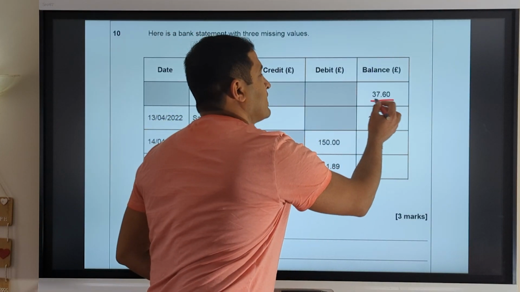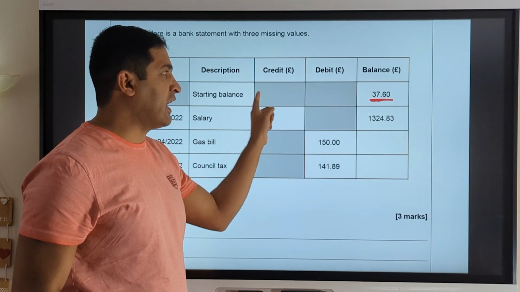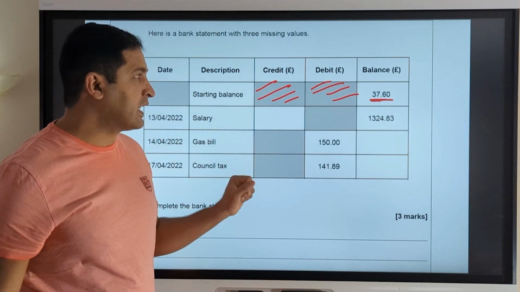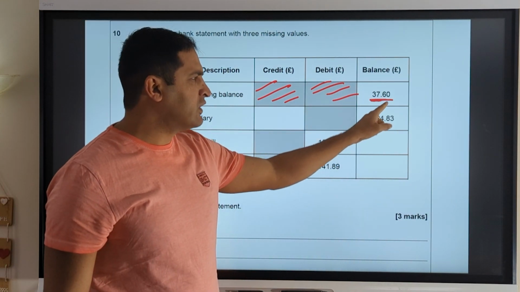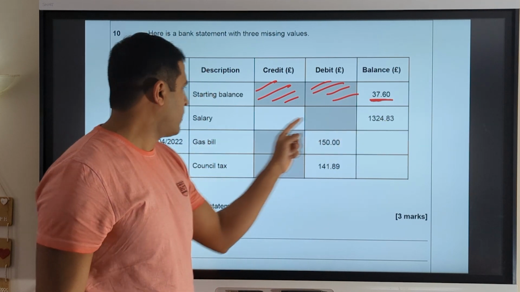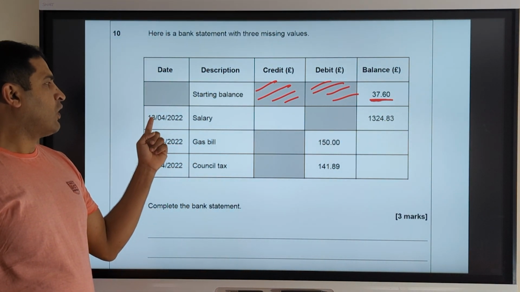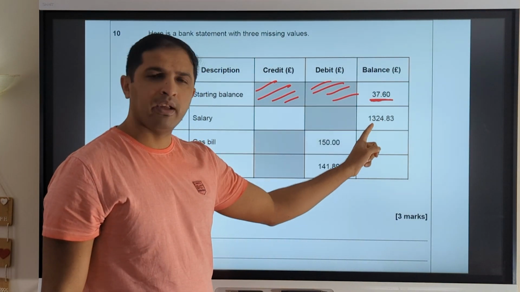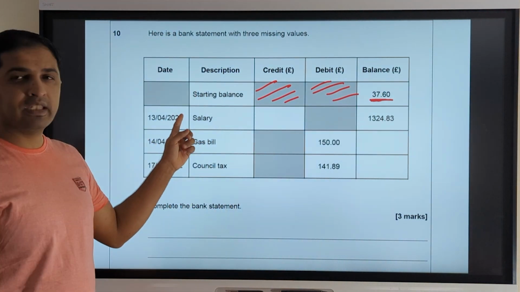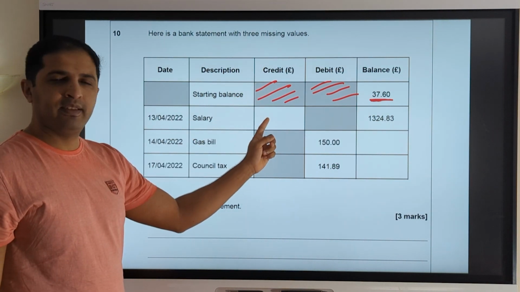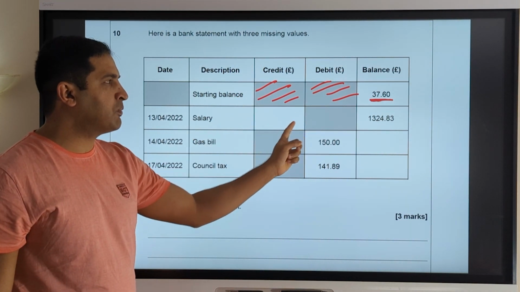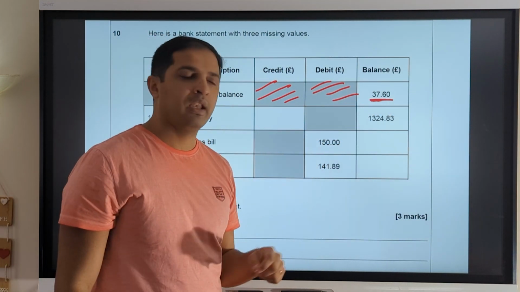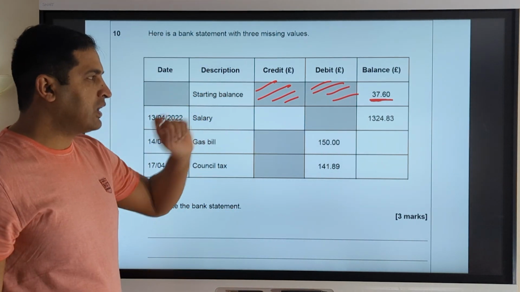Now, that's the balance I start. This is a grayed-out area, so I'm not putting anything in this area. I don't have to put anything in there. And then you're saying, okay, my balance has gone up to 1,324 on 13th of April 2023. How did I get extra balance there straight away? Something must have gone in, and it does say my salary's gone in, so that goes in that credit. This has been grayed out, so I need to put how much money has gone in. So my balance has gone up from 37.60 to 1,324. So I need to do that calculation.